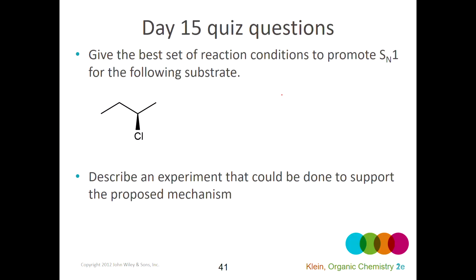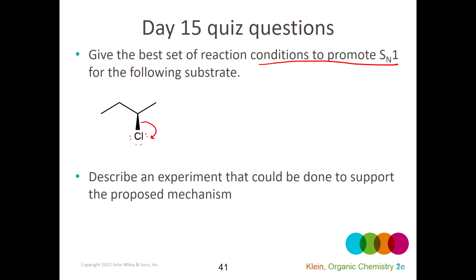And so that leads us to the last quiz question. We're almost done here. If I want to promote an SN1, what can I do? Well, in the SN1, the first step is the key step. That's the slow step. So if I want to promote the SN1, I have to promote the loss of the leaving group.